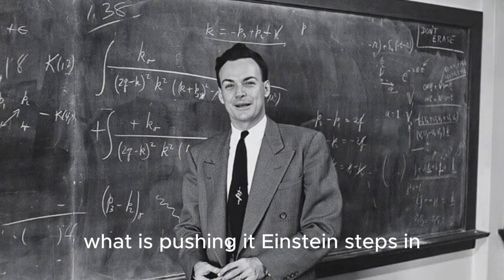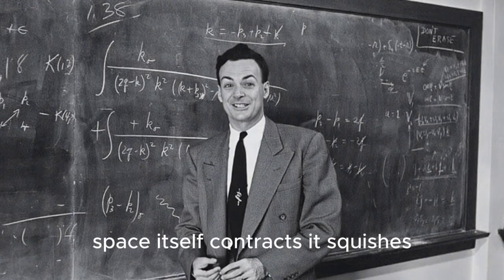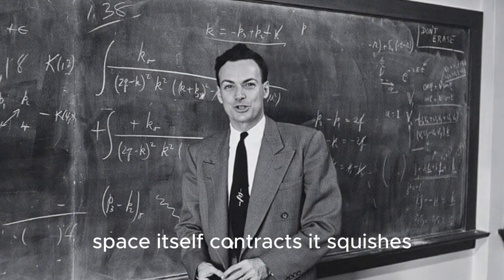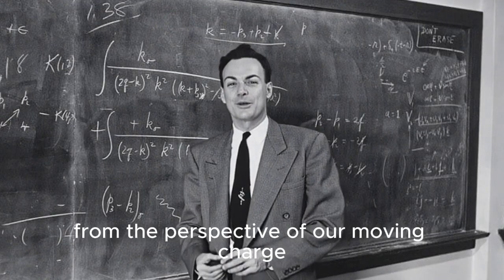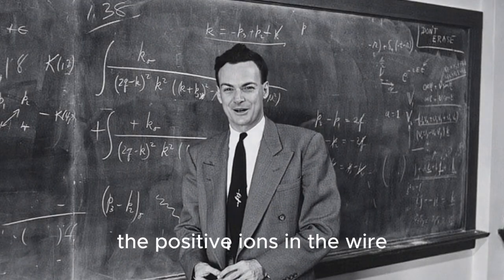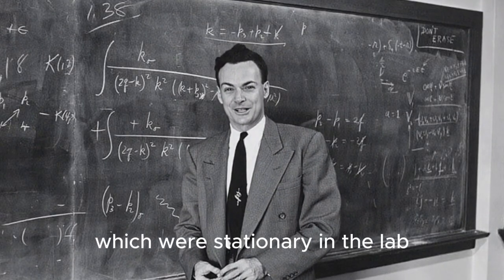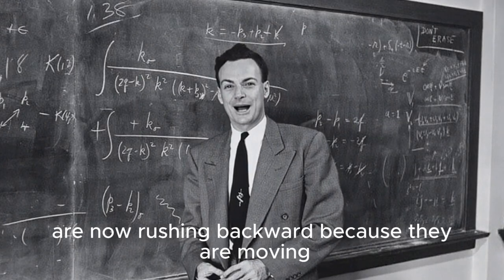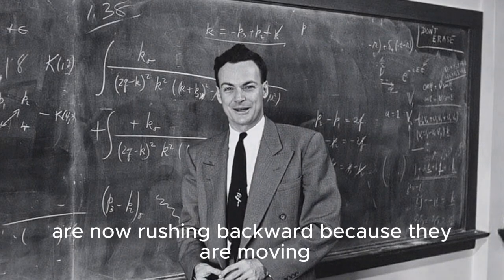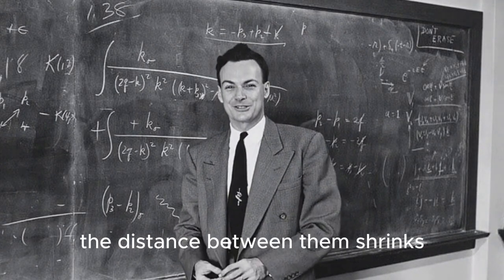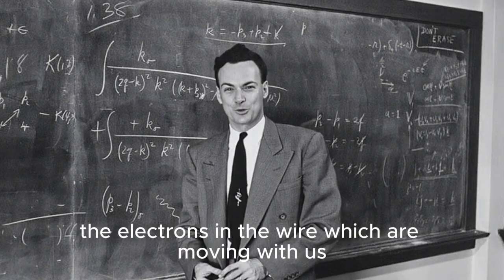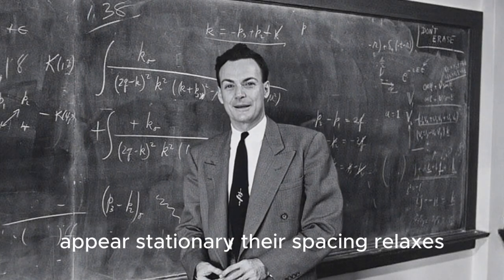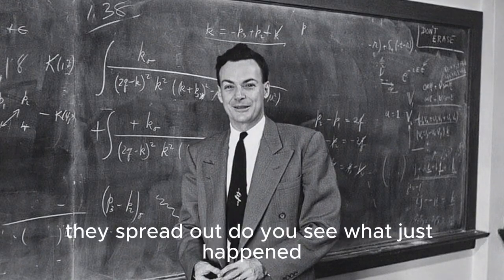Einstein steps in. You see, when things move, space itself contracts. It squishes. This is special relativity. From the perspective of our moving charge, the positive ions in the wire, which were stationary in the lab, are now rushing backward. Because they are moving, the distance between them shrinks. They get packed denser. Meanwhile, the electrons in the wire, which are moving with us, appear stationary. Their spacing relaxes. They spread out.